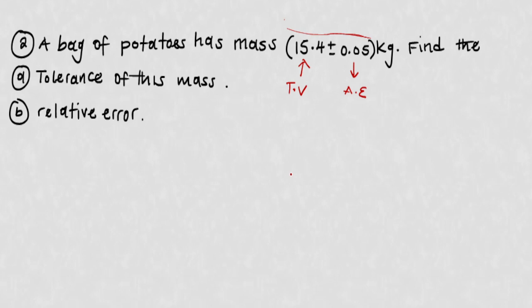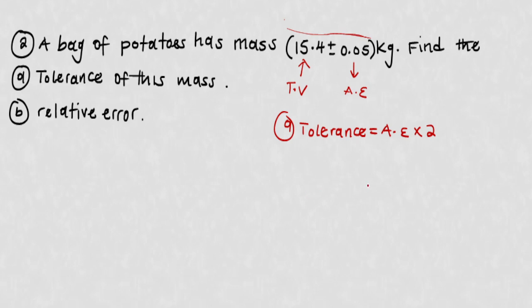Let's proceed. The question is saying find part A, the tolerance of this mass. So how do you find tolerance? Let's start from there. To find tolerance, I think this is one of the simplest on this topic. Tolerance is equal to the absolute error multiplied by 2. It means you found tolerance.